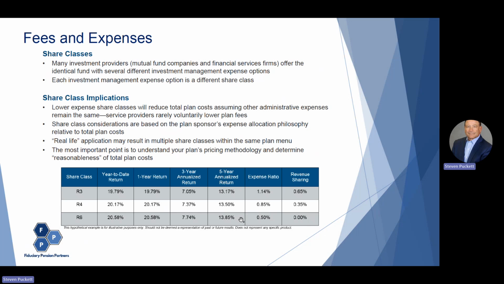So if we look at the 5-year rate of return of 13.85 versus 13.17, that difference is approximately 68 basis points, very similar to the difference between the expense ratio. So you need to know, again, if there's any minimum dollar thresholds that you need to use, or if your platform only allows a particular share class. Again, you're going to want to know what that is.